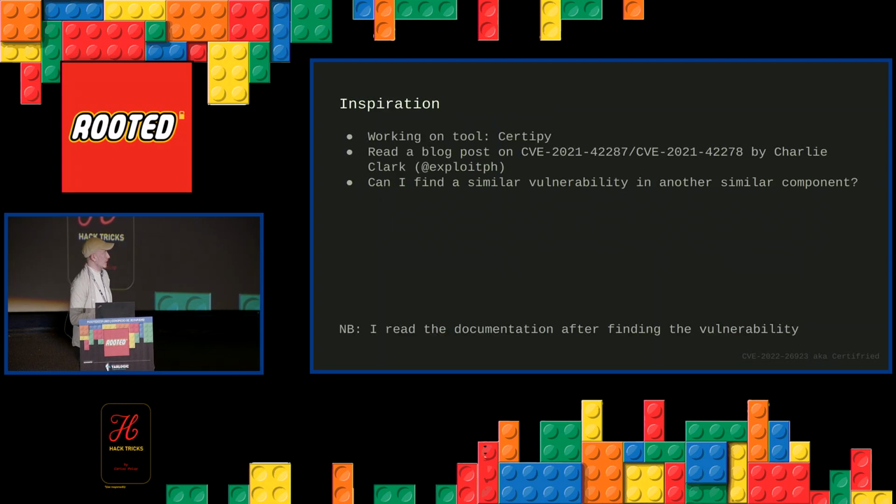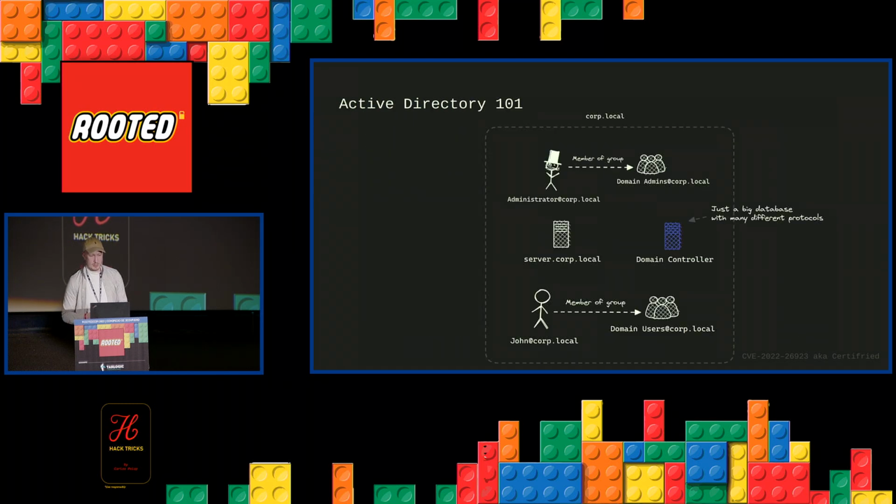But the inspiration I actually had for going hunting was that I, again, was reading a blog post about 2 other vulnerabilities, and I was thinking, can I find a similar vulnerability in a similar component? But we will actually look at how you could have found this vulnerability by just looking at the documentation. So a little bit about Active Directory. Usually when people mention Active Directory, they are referring to Active Directory domain services, and that is because Active Directory is just a variety of different services that are all working together.